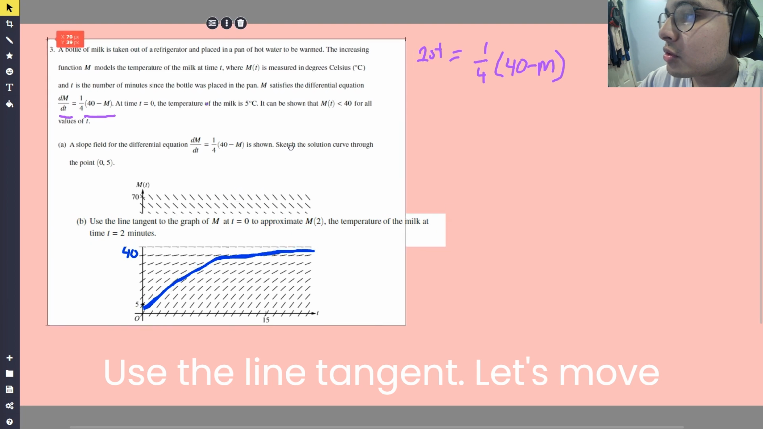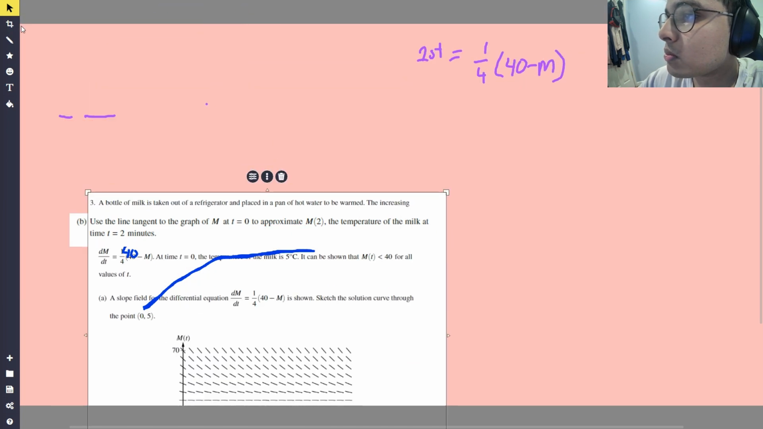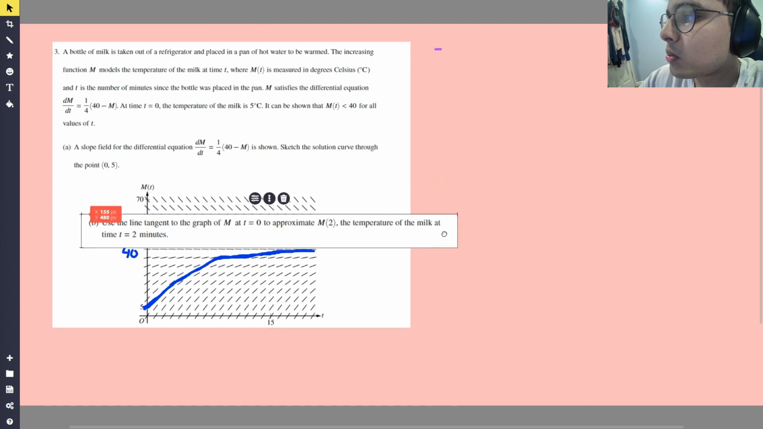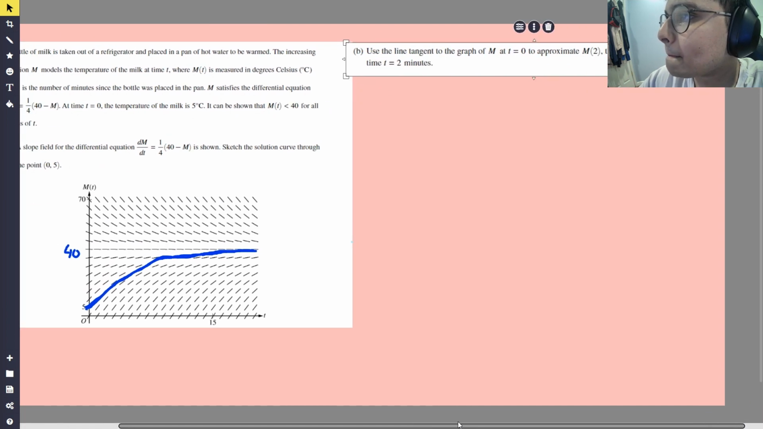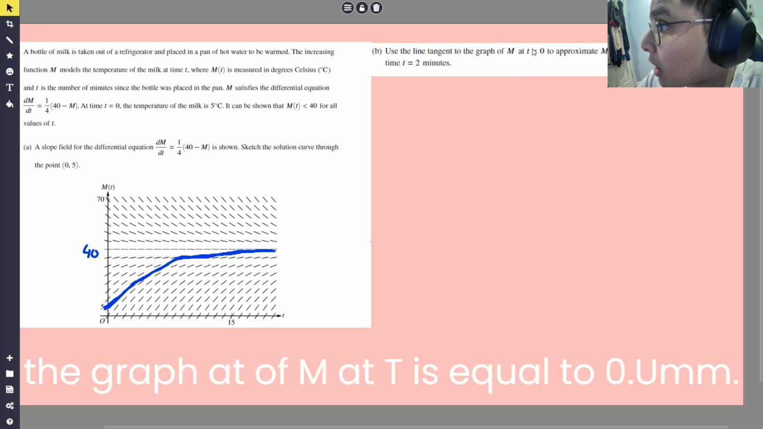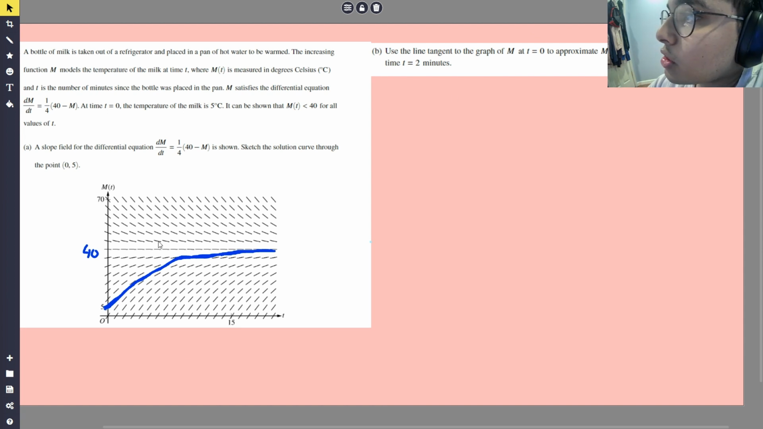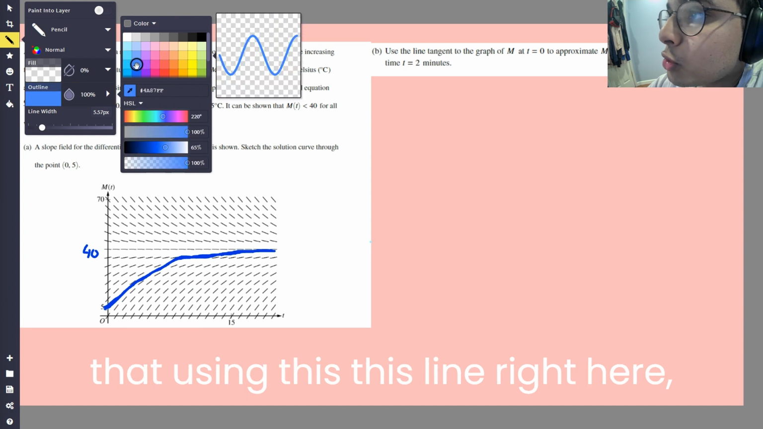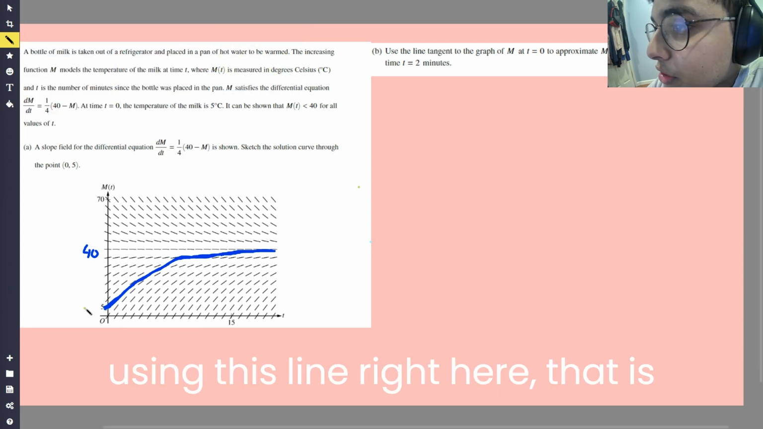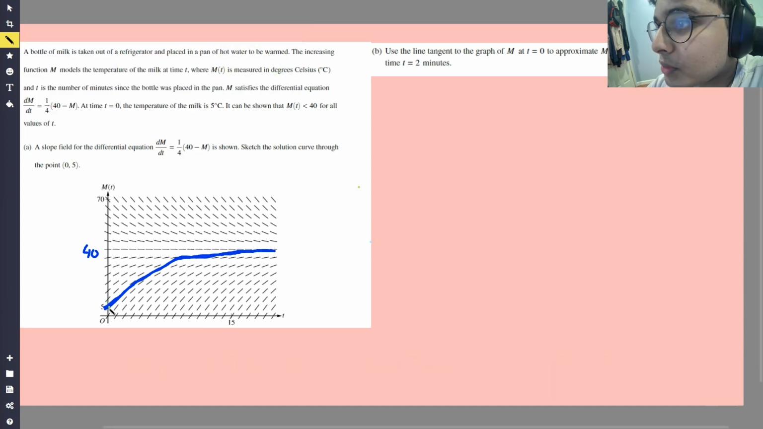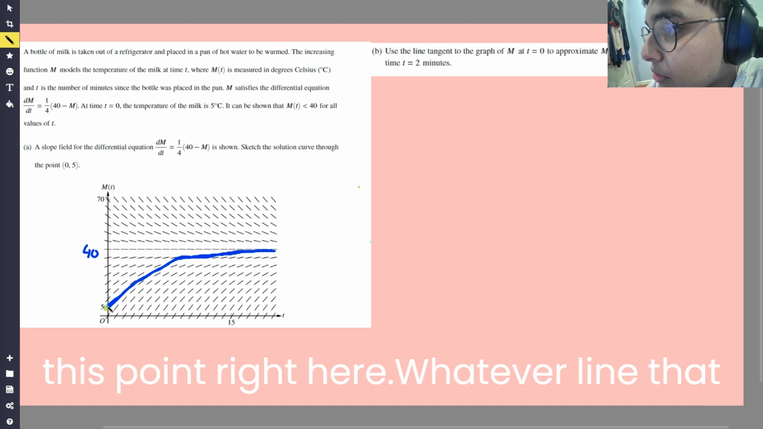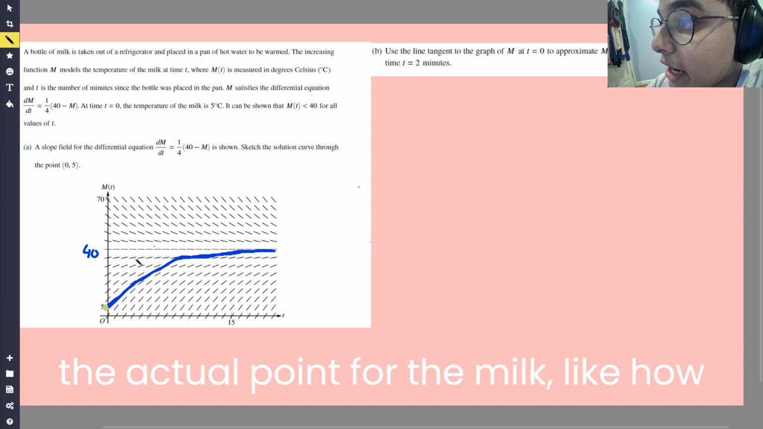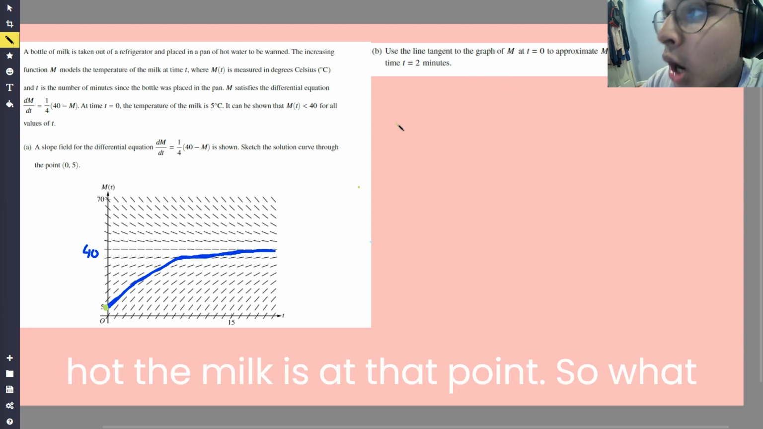Use a line tangent. Let's move actually this thing out of the way. Now for part B, use a line tangent to the graph of m at t is equal to 0 to approximate m of 2. Okay, so what they're saying is that using this line right here, that is tangent, the slope is going to look something like this. So at this point right here, whatever line that is, they're trying to say estimate the actual point for the milk, like how hot the milk is at that point.